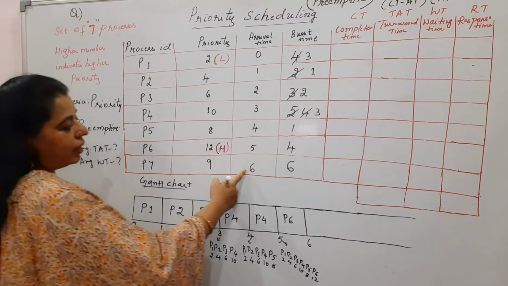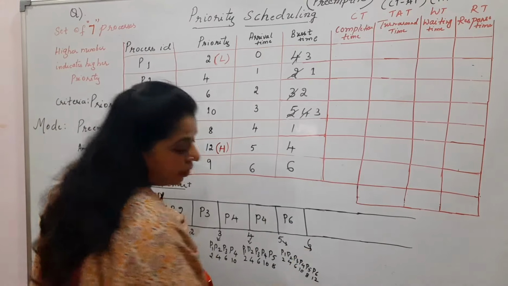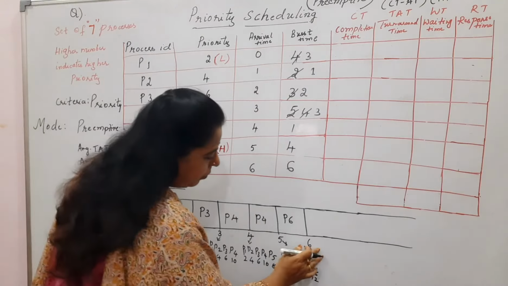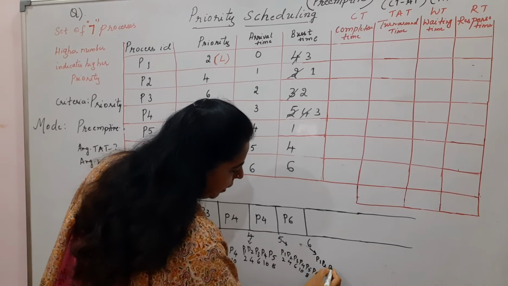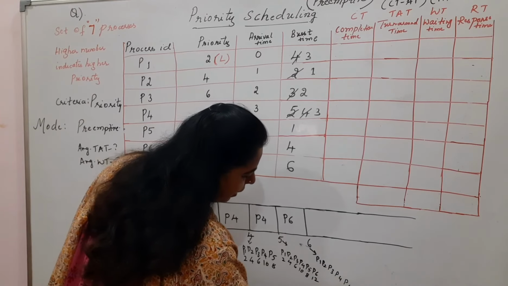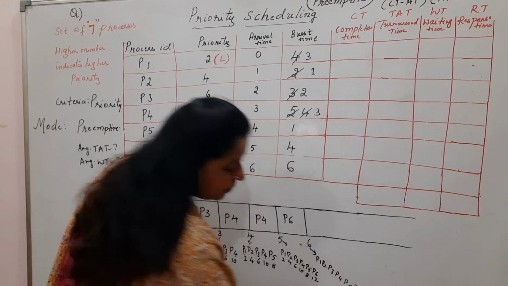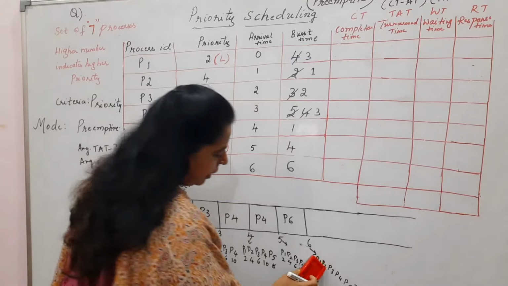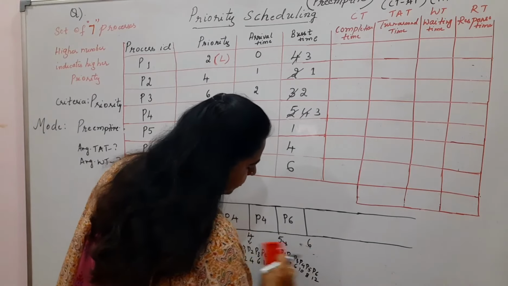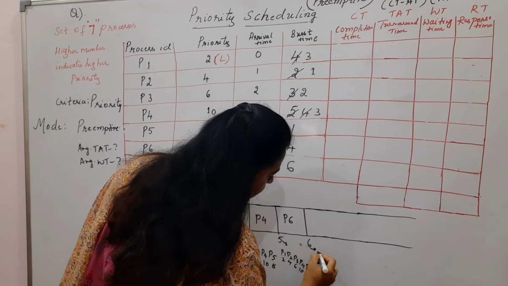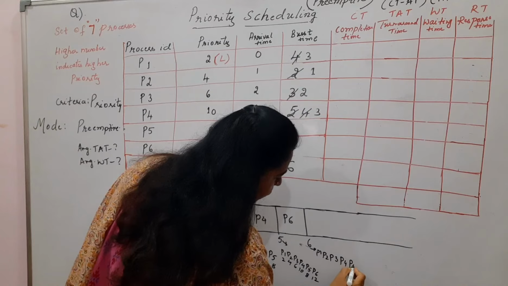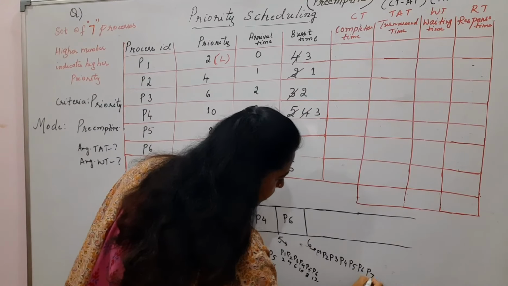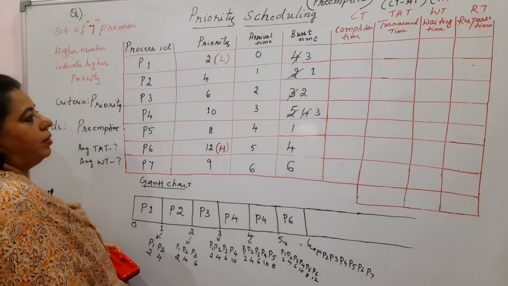At 6, check whether any processes have arrived. Yes, P7 has arrived at 6. So finally, at time unit 6, I'll write here P1, P2, P3, P4, P5, P6 and P7. Is it visible, or shall I write it? At time unit 6, P1, P2, P3, P4, P5, P6 and P7: all these processes are available.